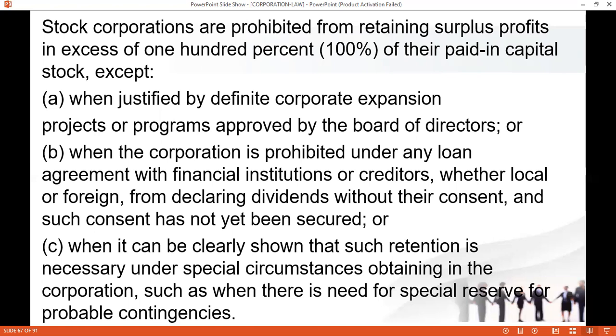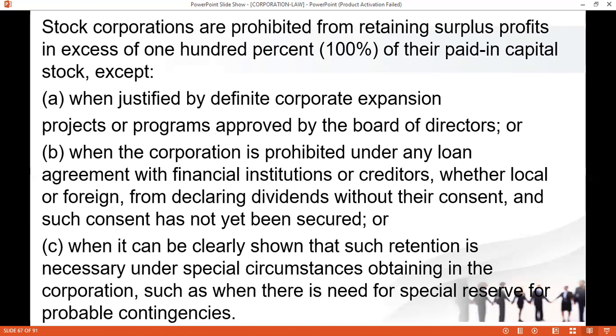Okay? Natatandaan nyo ba yung provision sa National Internal Revenue Code, yung sa taxation law, na kapag nag-exceed na yung retained earnings sa paid-in capital, masasubject yung excess sa improperly accumulated earnings tax. Remember that. That is the consequence if the stock corporation will retain surplus profits in excess of 100% of their paid-in capital. However, there are exceptions to the rule. Number one, when justified by definite corporate expansion, projects, or programs approved by the board of directors.